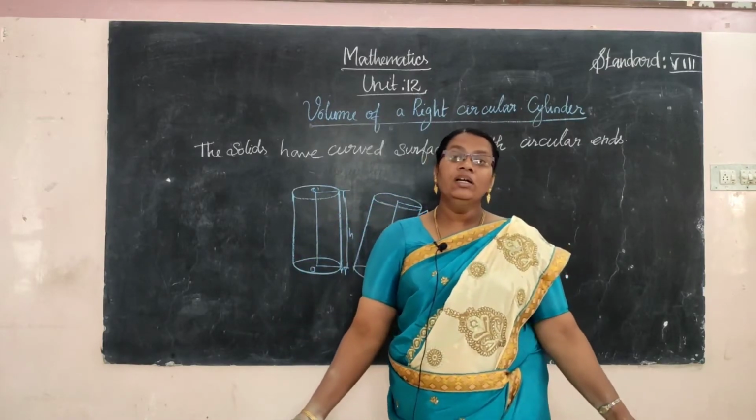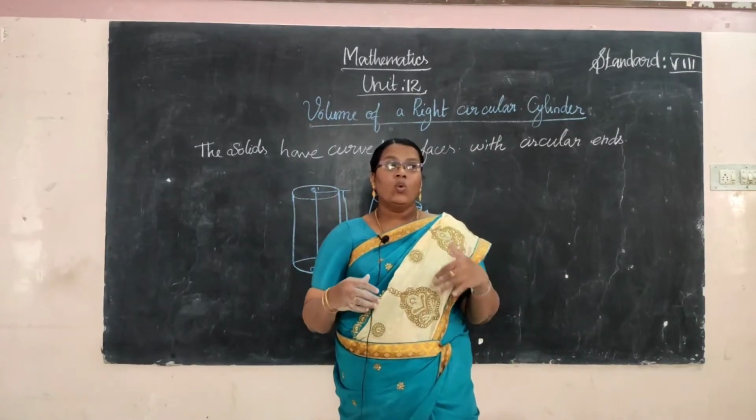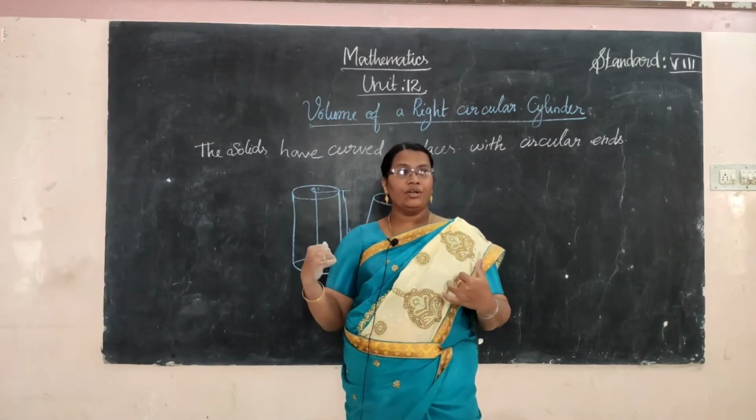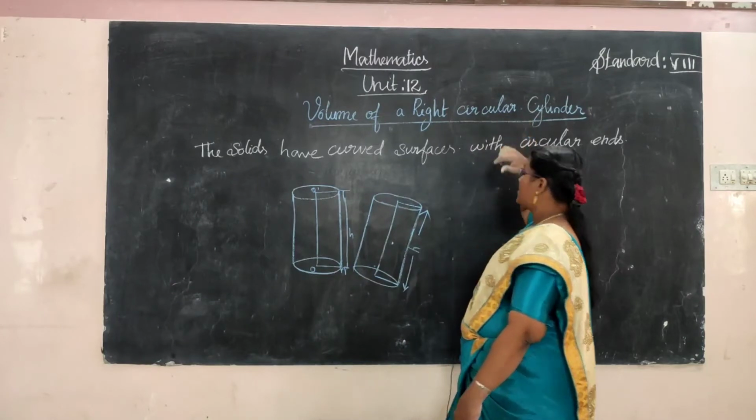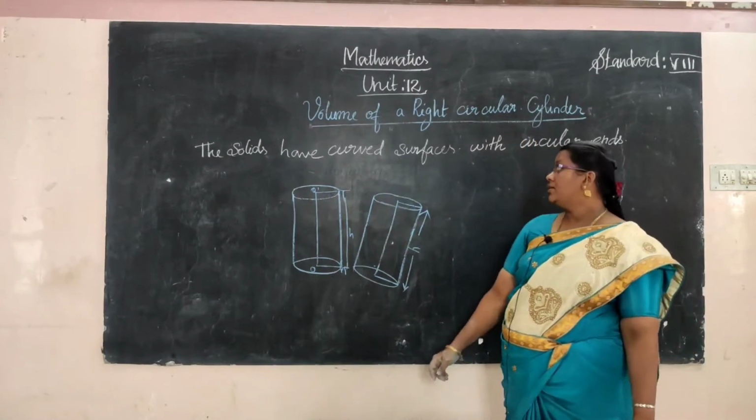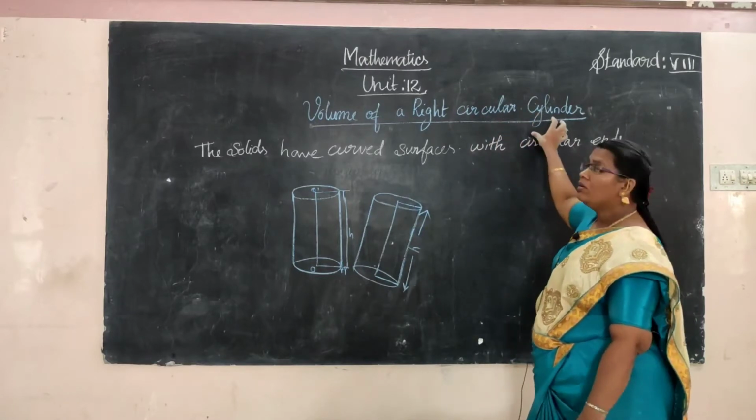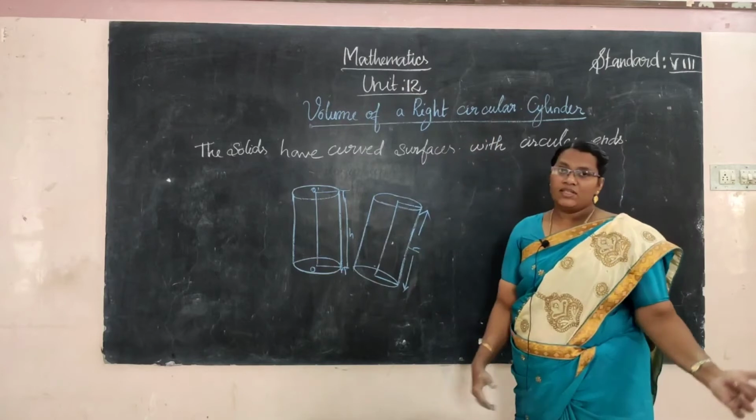Good morning everyone. In a previous class we learned about the volume of the cuboid and the volume of the cube. Today we are going to learn about the volume of a right circular cylinder. What is meant by a right circular cylinder? Everyone knows the cylinder, is it? So what is meant by a right circular cylinder? We will see in the class.